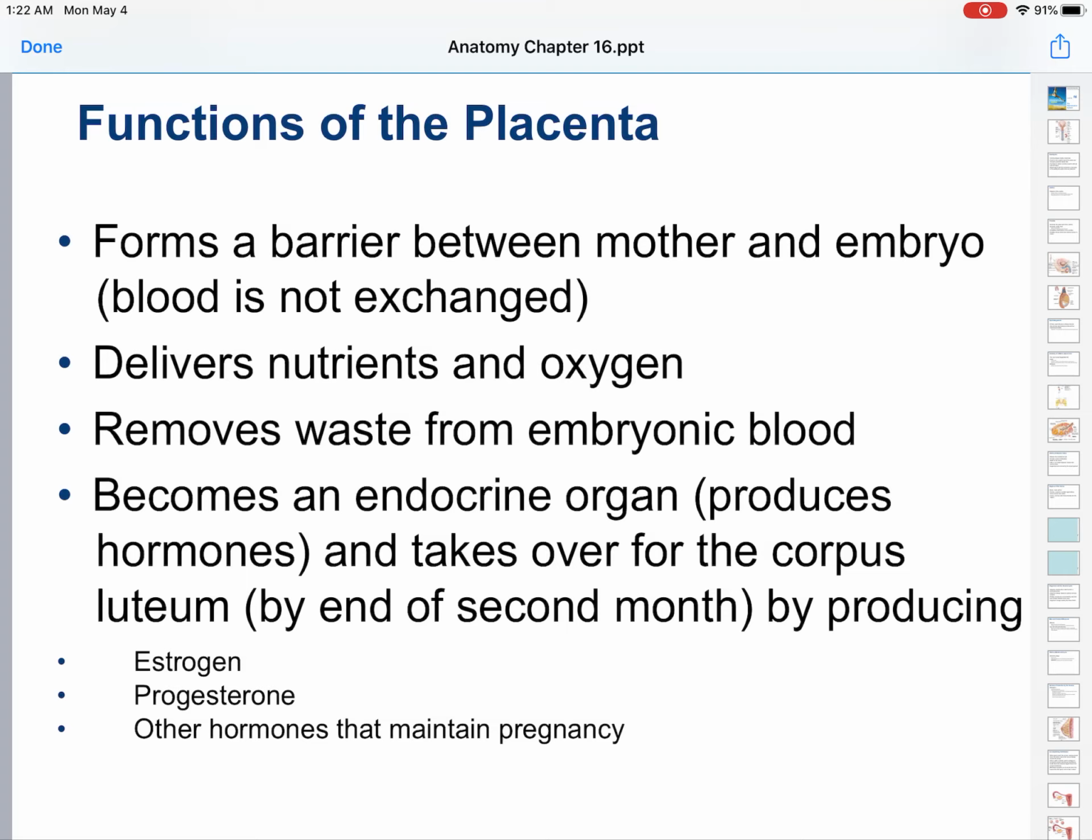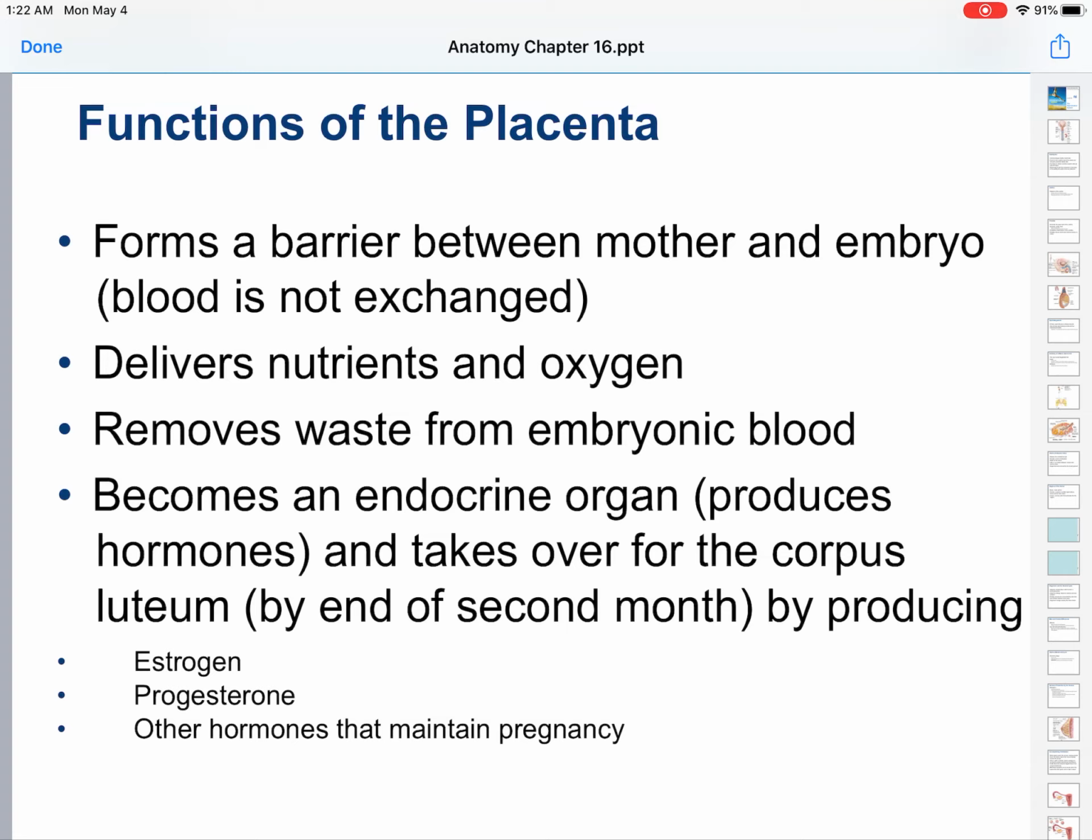The placenta also delivers nutrients and oxygen from the blood of the mother into the embryo, and removes waste from embryonic blood out of the embryo and the fetus into the mother's blood, that then will be gotten rid of most likely in the urine.